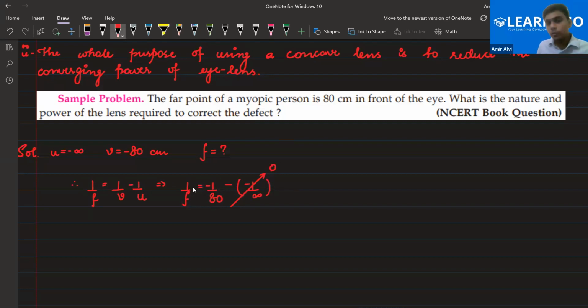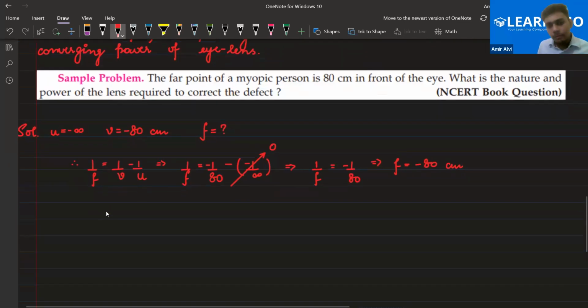1 by infinity 0 हो गया। What is left, Shazil, here? Minus 1 by 80. 1 by f is equals to negative of 1 by 80, राइट? सो f की वैल्यू आ गई आपकी -80 सेंटीमीटर। ठीक है, अब देखो, अब हमें पावर ऑफ एलेंस निकालनी है। पावर ऑफ एलेंस क्या होता है शाजिल?